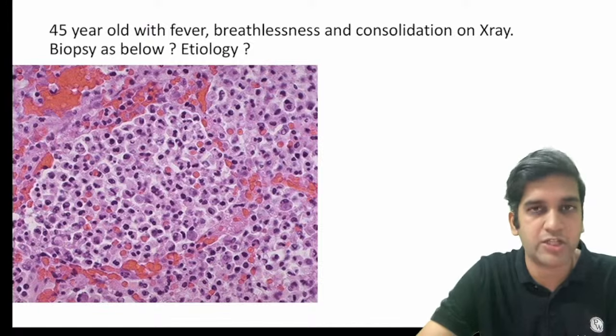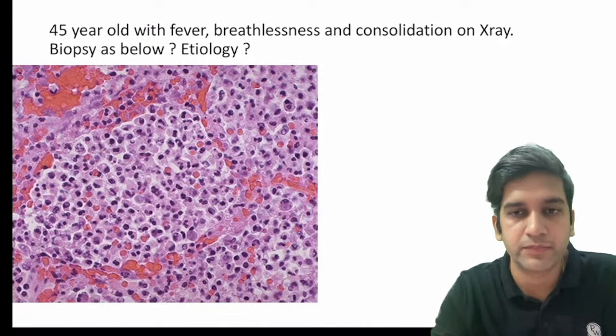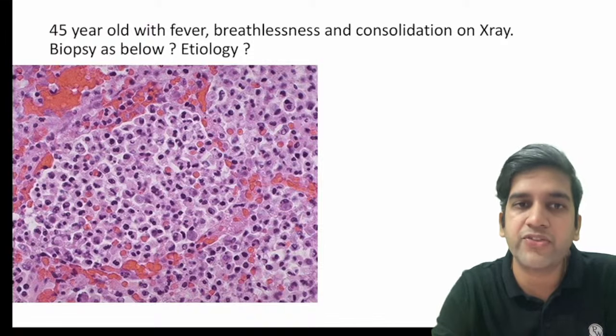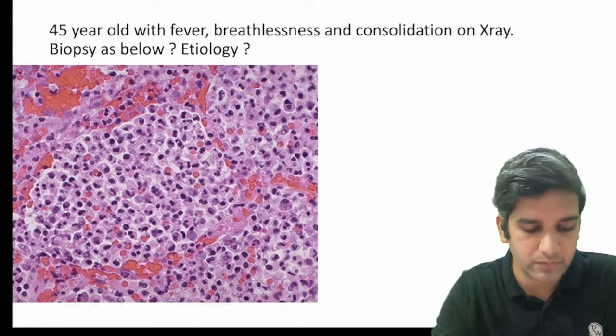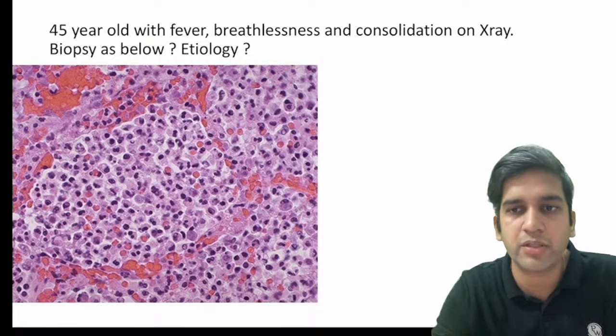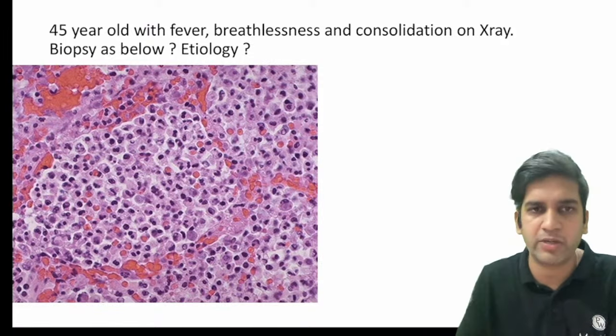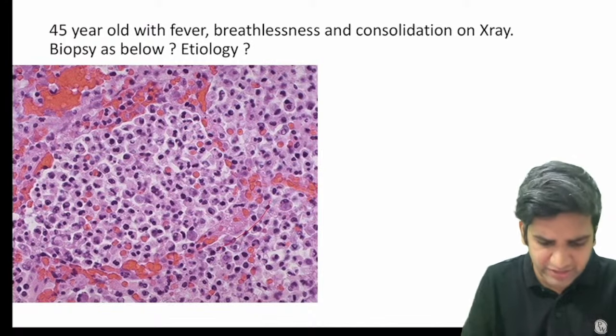A 45-year-old with fever, breathlessness, consolidation on X-ray, and this is the finding in the X-ray. Diagnosis. Can anyone tell me what you are seeing here? When it's consolidation and lung, it's your lung biopsy, obviously, right? So what are you seeing here? Can I say this is also neutrophil? Okay, will I call this granuloma? I won't call this granuloma, right? I don't see giant cells here. It's just pneumonia, that's all.